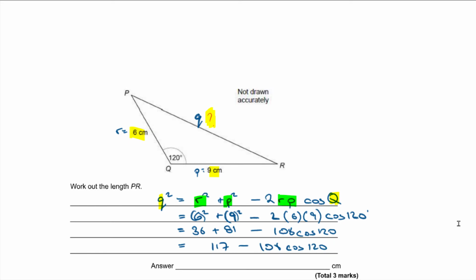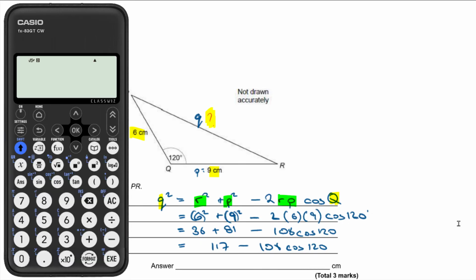Now, when I get into this form, that's when I type it into the calculator, making the keying in a little bit easier than it would otherwise be. So 117 minus 108 cos 120, and that comes out to be 171. Now that looks quite big, but remember that's q squared. So if I want q, q squared is 171.